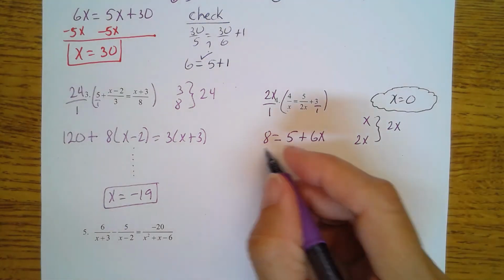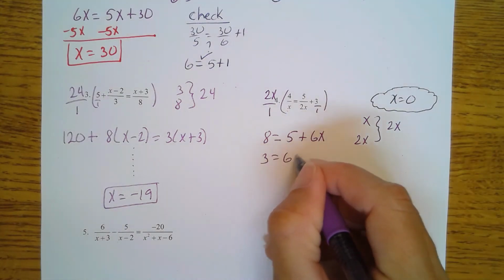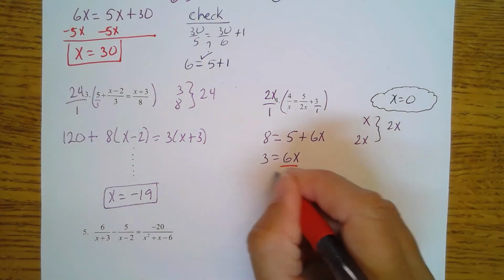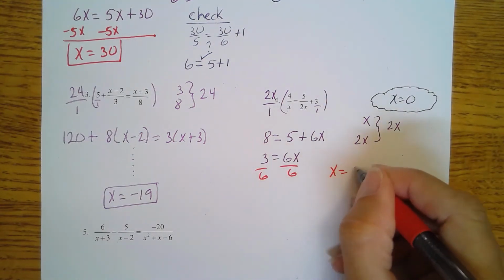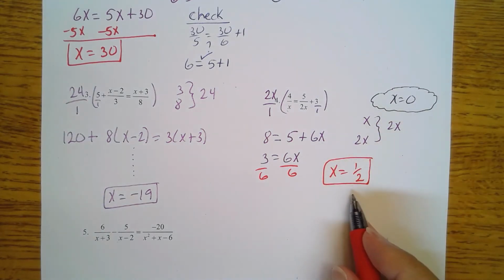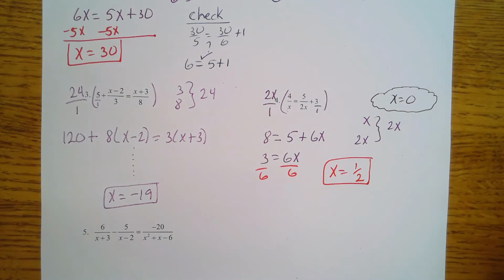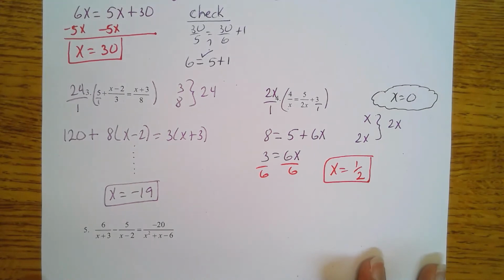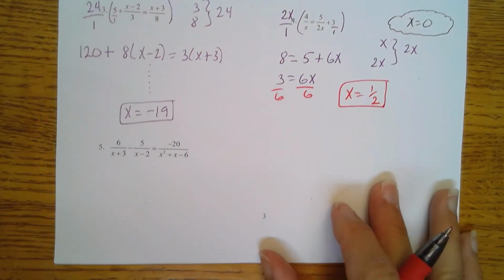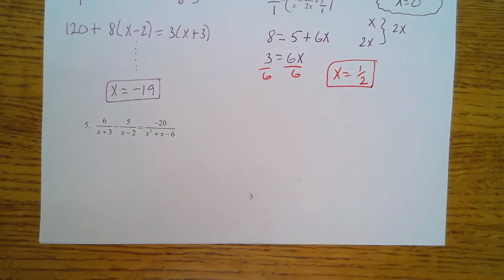So I'm going to subtract over the 5. That would give me a 3 equaling 6x. Then I'm going to divide by 6 on both sides. So x is going to equal a half. And we can keep that answer. The only answer we couldn't have kept was x equaling 0. So x equaling a half is our answer. And we could plug it in using our calculator if we'd like and check to make sure that that actually works. And it does.